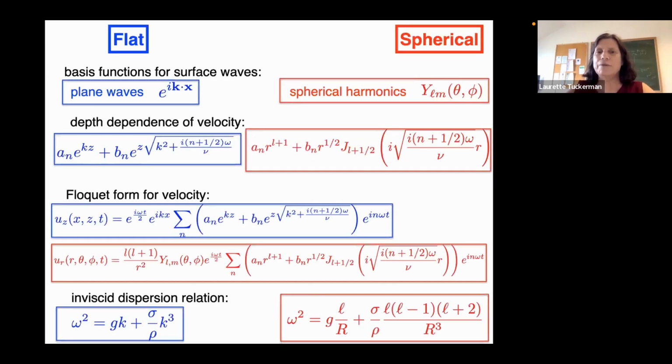So he did the Floquet analysis, and with the Floquet analysis, the plane waves that were in the plane case become spherical harmonics. You have all this stuff. Don't read it, but let's go straight to the dispersion relation here. You remember the dispersion relation, Rayleigh-Lamb. We talked about it before. And now this is what you get.